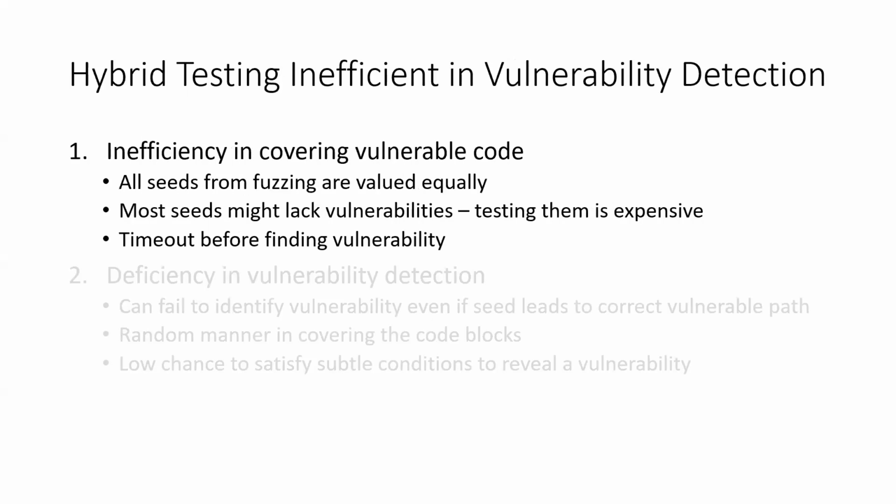The first reason why this is inefficient is that it is inefficient in actually reaching the vulnerable code. All seeds generated from the fast testing are valued equally. Some of the seeds are not very useful because they do not reach the vulnerable code.